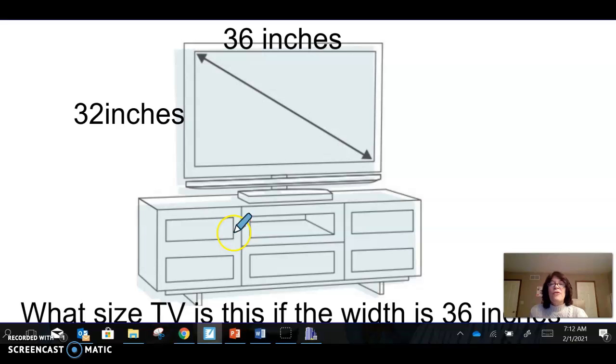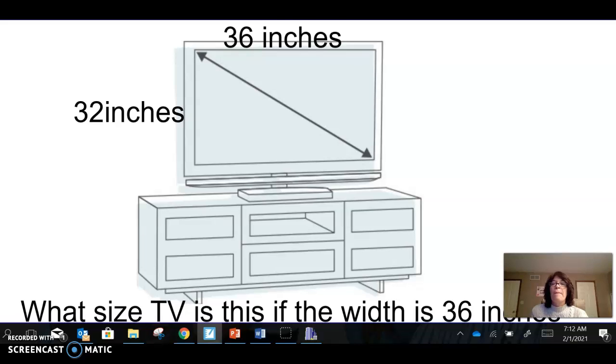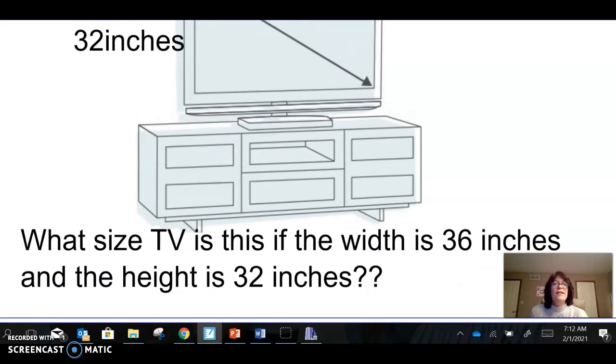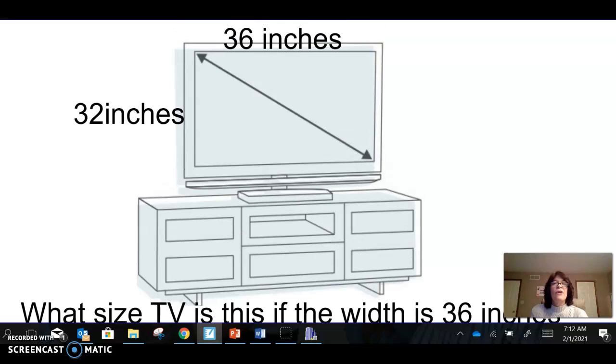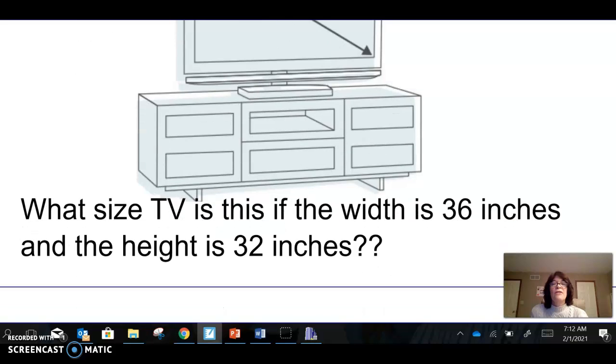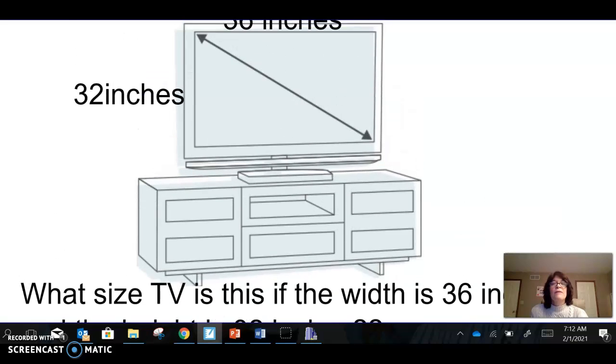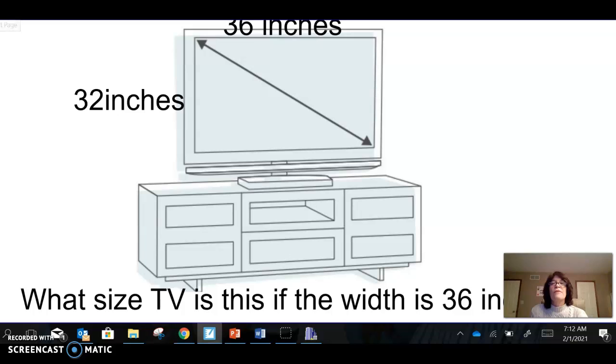All right, rule 1 of 2-4. Let's say the length is 36 inches, the width is 32 inches. You know how when you get a certain size TV, it's this measure, the diagonal, okay? We want to know what size TV this is. I can measure across, I can measure down. I know it's 36 inches by 32 inches. And we want to know the diagonal.